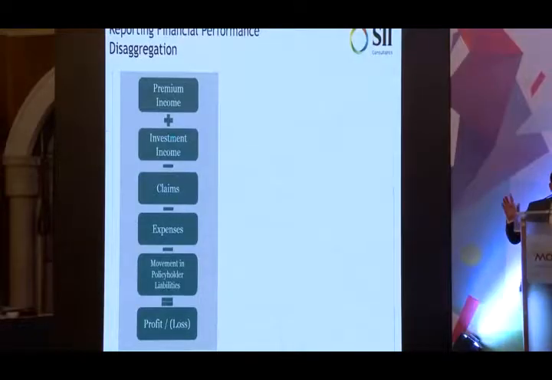We'll now discuss the changes in reporting of financial performance. We'll do that in contrast to the existing practice. What I have here is a very simple illustration of the current practice under IFRS 4. We start by taking the premium income, which is actually the written premiums, and add to that the investment income to arrive at the total income. We take out the claims and expenses, and finally we adjust for the movement in policyholder liabilities. That gives us the profit and loss.